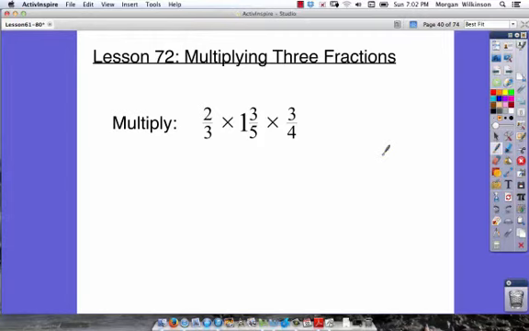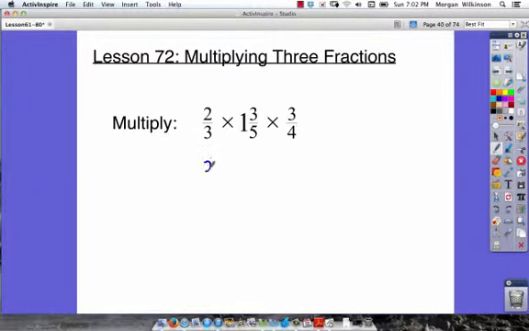Lesson 72 is about multiplying three fractions. And when we multiply three fractions, it's the same process as when we do it with two. We just work through one more problem. So, if we want to multiply 2/3 times 1 3/5 times 3/4, we know our first step in any of these problems is to turn our mixed numbers to improper fractions.